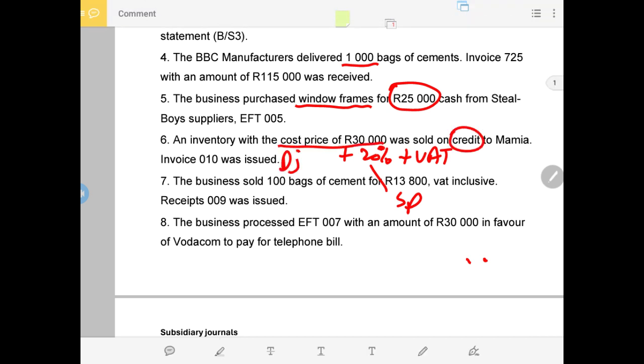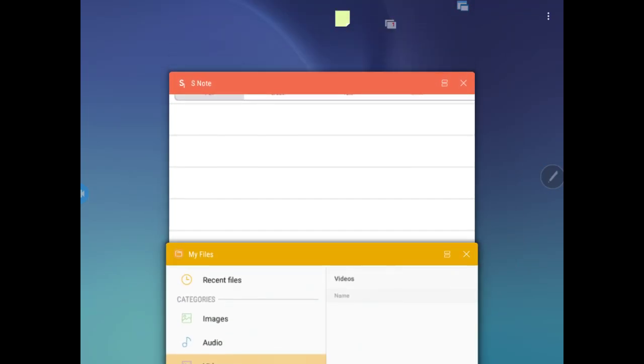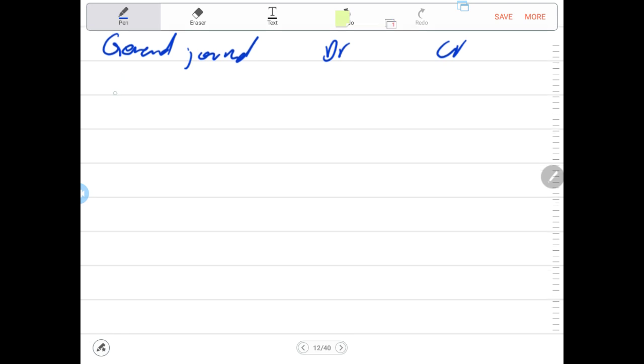Now let us once again continue with our same journey. Just use another template that is a bit bigger. We are still doing our general journal as a means to explain everything. We have our DR, we have our CR. We have made sales, so we debit our debtors control.